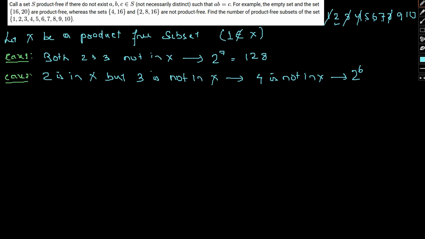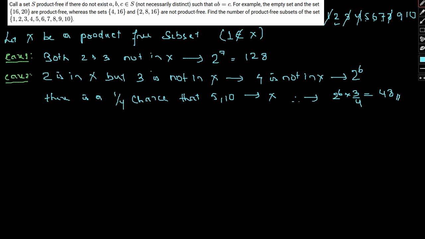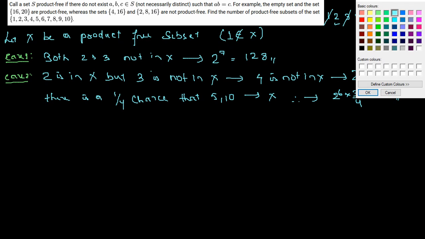Okay. Now also there is a 1 by 4 chance that 5 and 10 are both in X, which is not allowed. So therefore total subsets will be 2 to the power 6 into 3 by 4, which gives 64 into 3 by 4 equal to 48. Okay, so this is the solution for our 2 cases.